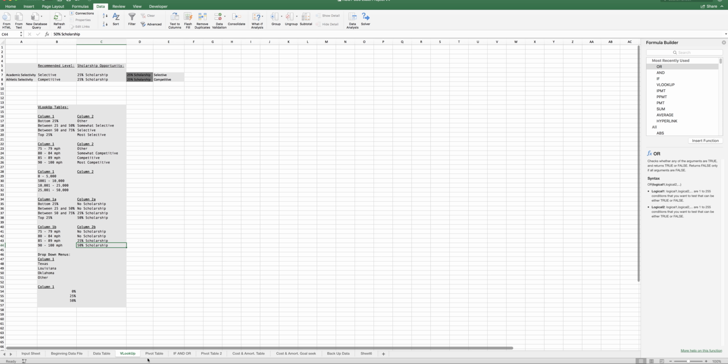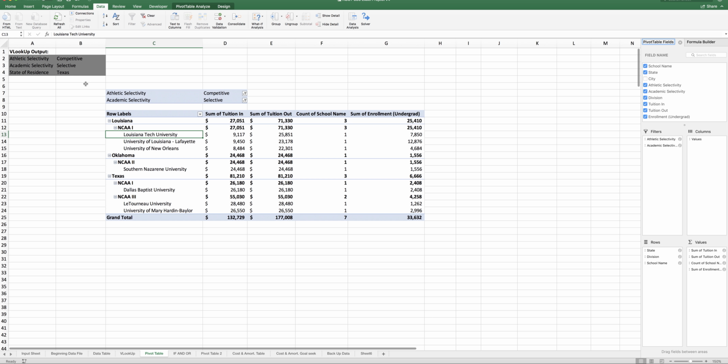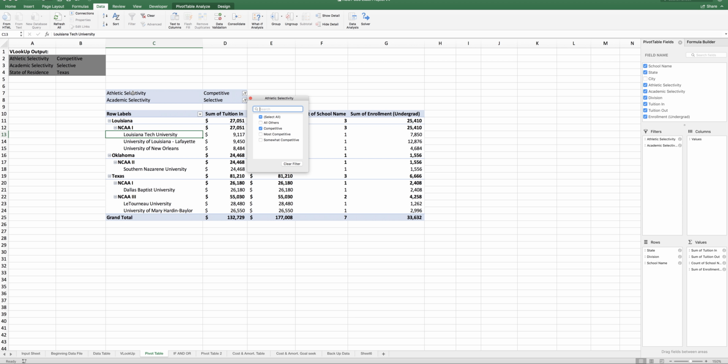And so I created a pivot table that, based on your answers here, you're able to select. This one's already done it for us, but the athletic selectivity is competitive and academic selectivity is selective. And so here are the universities that were matched in the first go round: three universities in Louisiana, one in Oklahoma, and three from Texas.